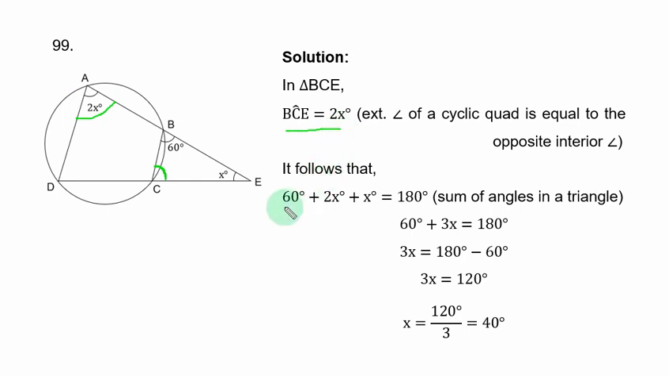In that triangle, if you add the three angles, the sum is equal to 180 degrees. You have it in this form, and 3s is equal to 180 degrees minus 60 degrees. 3s becomes 120 degrees, and s is 120 degrees divided by 3, and that is 40 degrees.